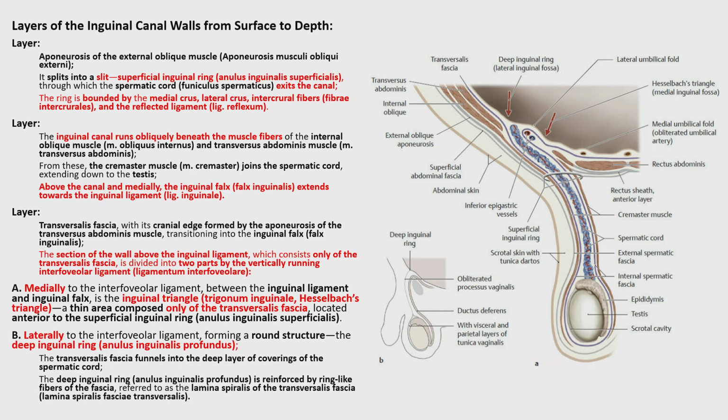And when you find these vessels, lateral to that is the place of the deep inguinal ring, which is called the lateral inguinal fossa. That fossa, I mentioned, is between the folds, yes? Medial to these inferior epigastric vessels there is a medial inguinal fossa, which is called the Hasselbalch triangle, which is the place for the hernia.